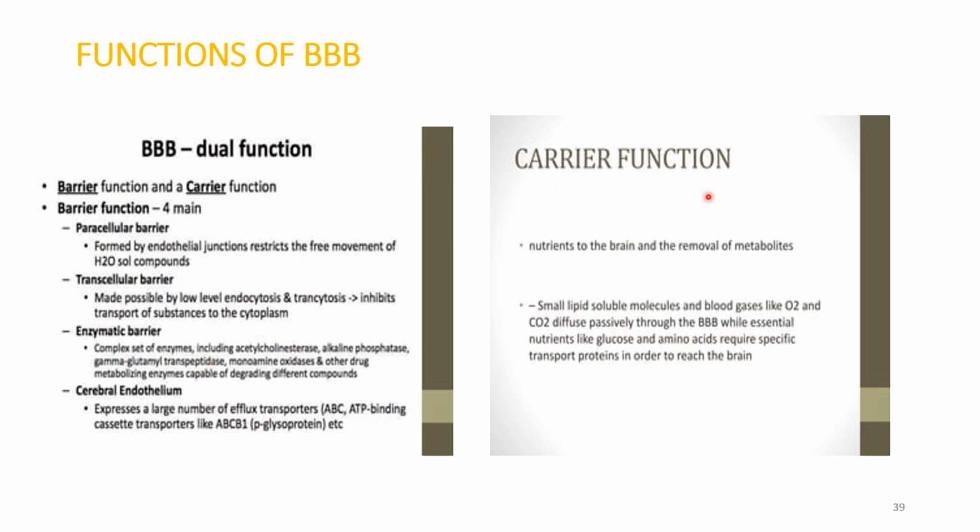And it has a carrier function also. What is that function? Nutrients to the brain and removal of the metabolites. So it provides nutrients to the brain, and it removes the waste products from the brain. And small lipid soluble molecules and blood gases like oxygen and carbon dioxide can diffuse passively through the blood brain barrier, whereas essential nutrients like glucose and amino acids require specific transport carriers or proteins in order to reach the brain.